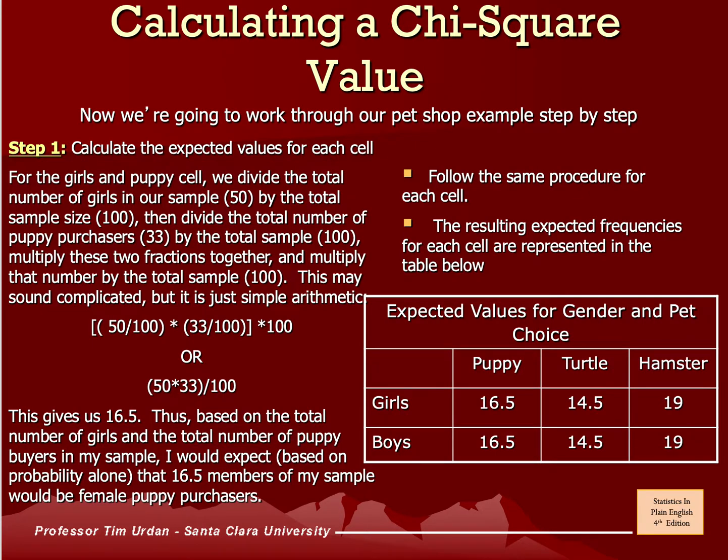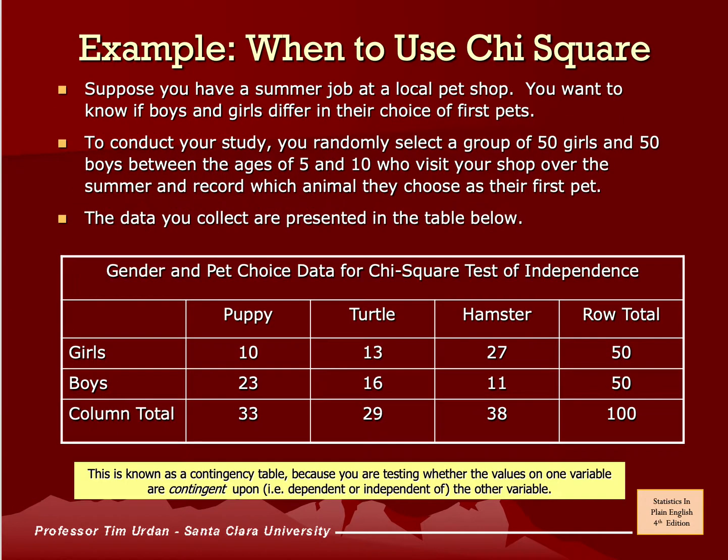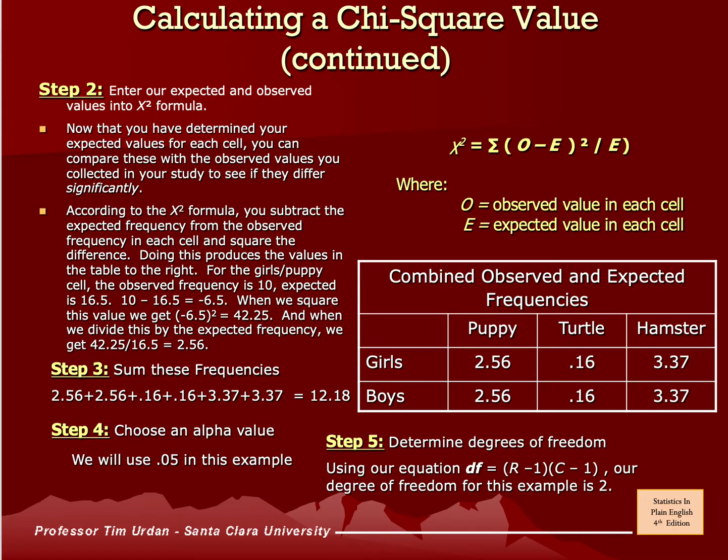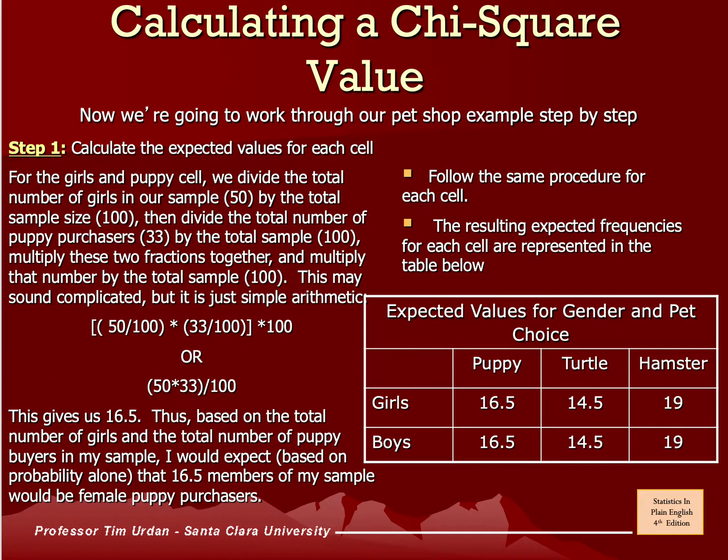So if I want to actually calculate the value, we're going to calculate the expected values for each cell. For the girls and puppy cell, we divide by the total number of girls in our sample, 50, by the total sample size, 100. So let's look at the original table. I have girls, my row total is 50, and that's what I'm dividing by. For that total, 100. So there's 50 and 100, that's where they're coming from.